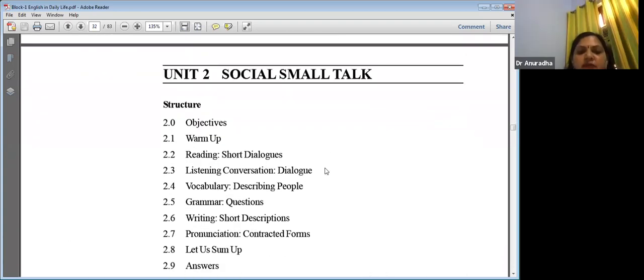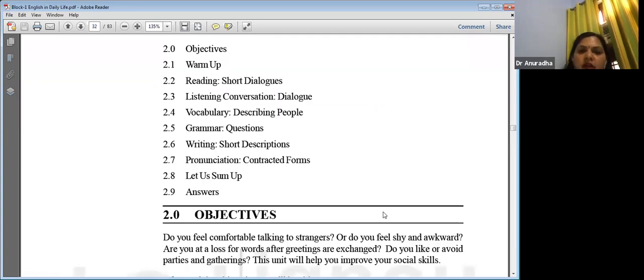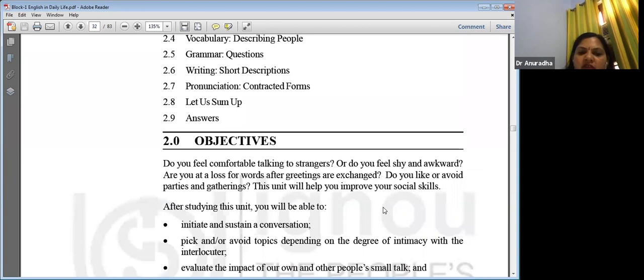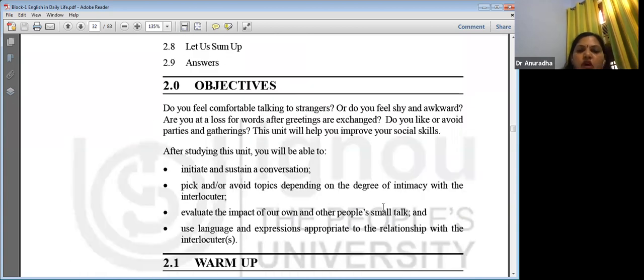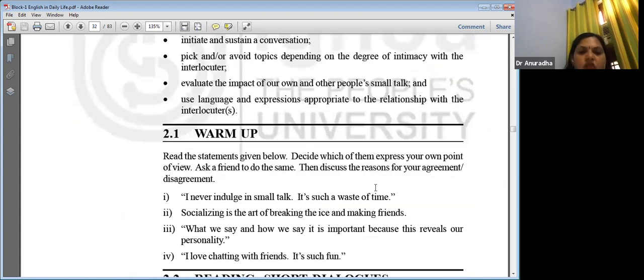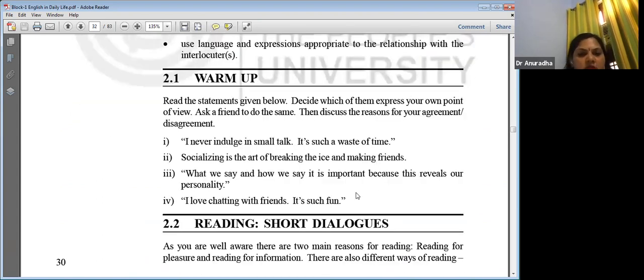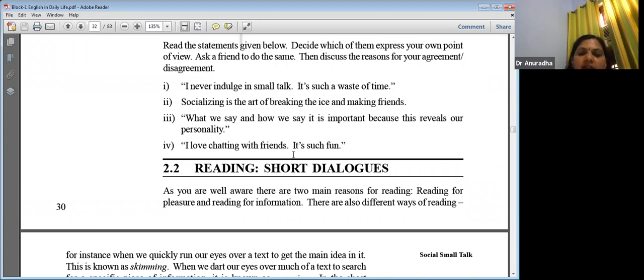Okay, so let us move to the next unit, social small talk. The objective of this unit is that we should always try to make strangers comfortable. So these are the statements. You can answer it in yes or no according to you. I never indulge in small talk. It's a waste of time. Means you don't like to socialize. You don't like to break the ice or like that.